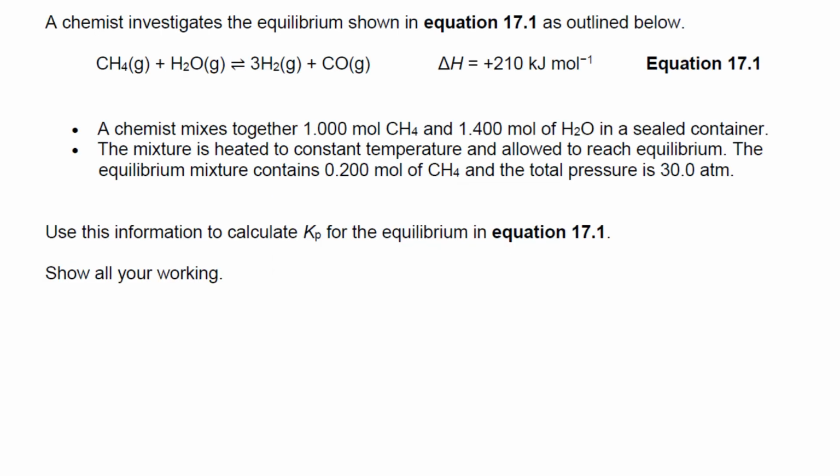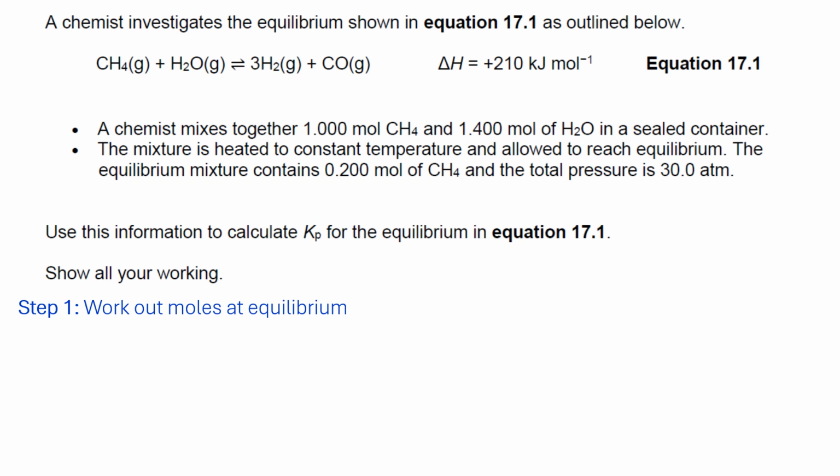So it gives you an equation for a homogeneous gas mixture for making hydrogen and carbon monoxide from methane and water, or steam. It gives you a couple of bullet points as to what is mixed together in terms of the moles for each of the reactants. Then the mixture is heated to constant temperature and allowed to reach equilibrium, and the equilibrium mixture contains 0.2 moles of CH4 and the total pressure is 30 atmospheres. So they want you to calculate Kp.